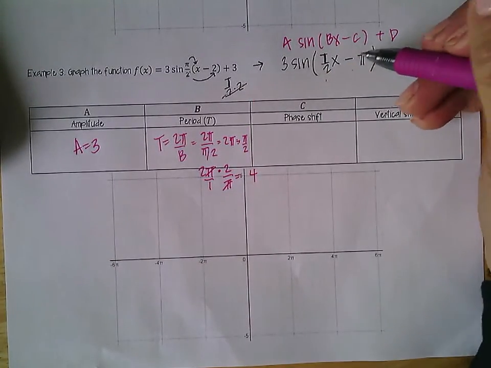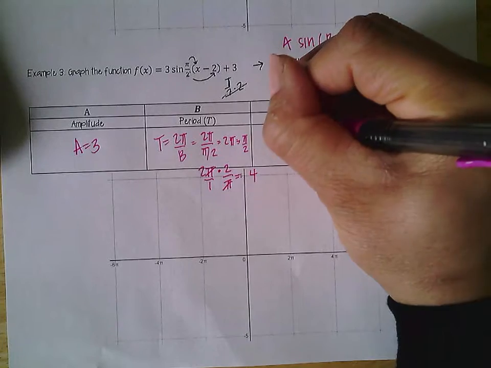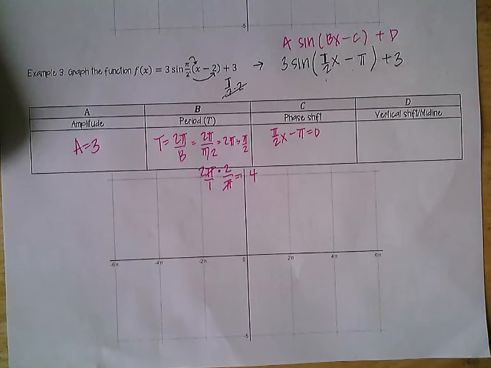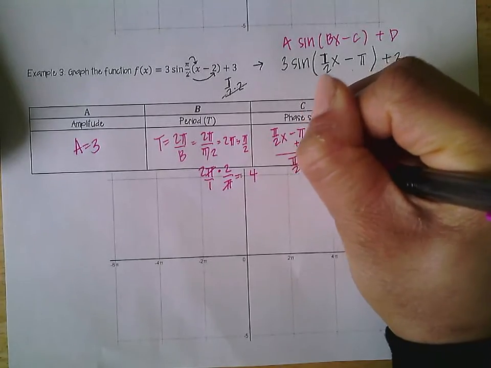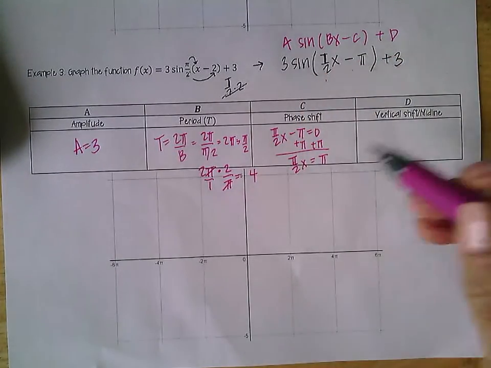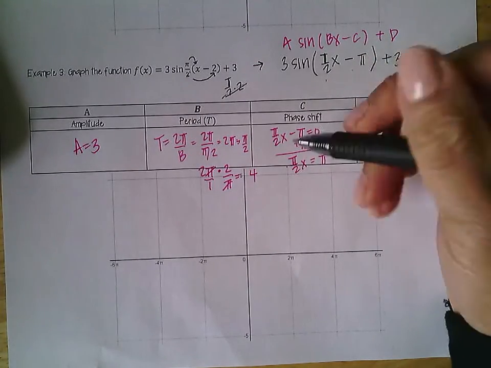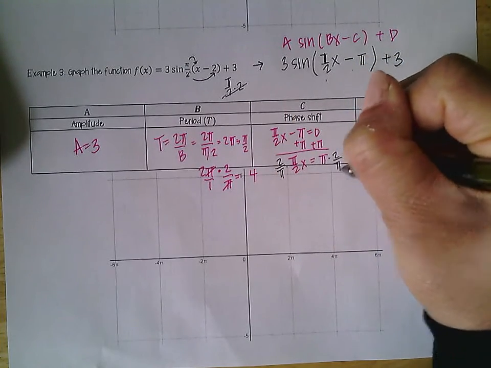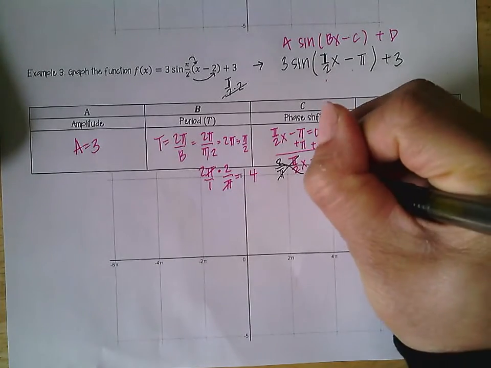For my phase shift, I'm going to go ahead and set my bx minus c equal to 0. So pi over 2x minus pi equals 0. I'm going to add pi to both sides. So I have pi over 2x equals pi. I want to get x by itself. Remember, when you have fractions and you want to get rid of that fraction, just multiply both sides by the reciprocal of this guy. So instead of pi over 2, I have 2 over pi times 2 over pi. All of those guys cancel out. These pi's cancel out, so x equals 2.